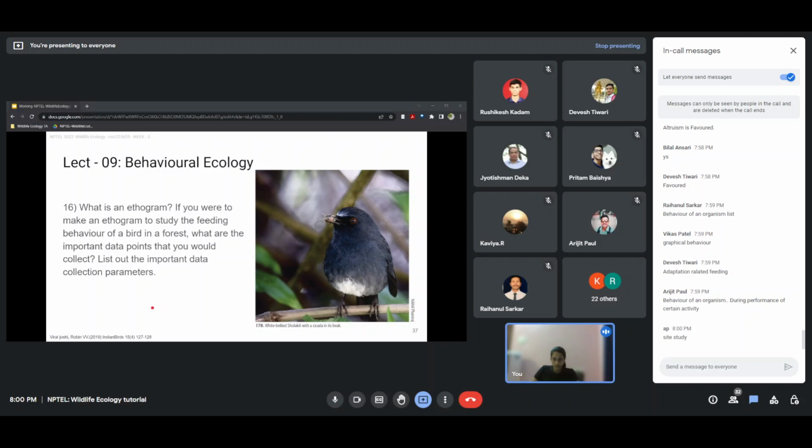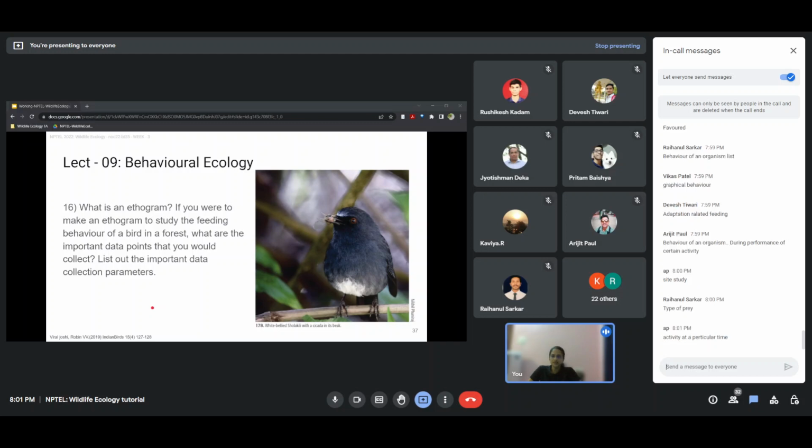Study site. Okay, that is one parameter you would take down. You're studying the feeding behavior of this bird in the forest. So yes, you need to note down where you are. Correct. What is the type of prey? What else?